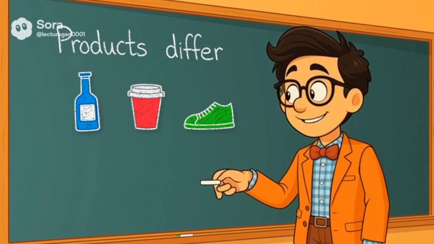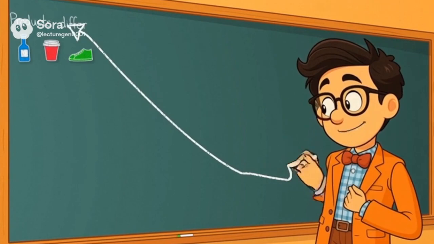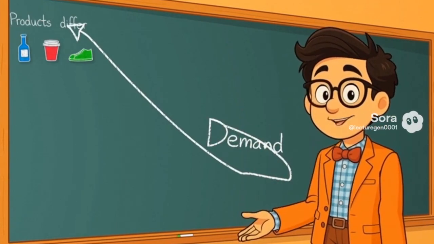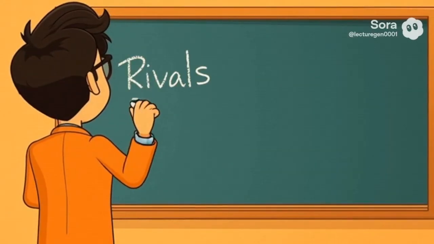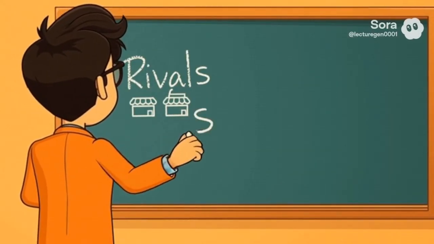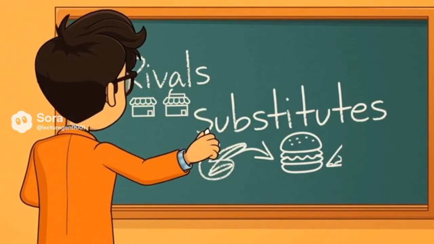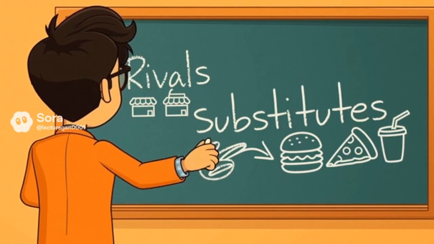Because products differ, each firm faces a downward sloping demand curve. Raise price too much, and customers switch to similar alternatives. Still, firms must pay attention to rivals, because there are lots of substitutes, just not perfect substitutes.